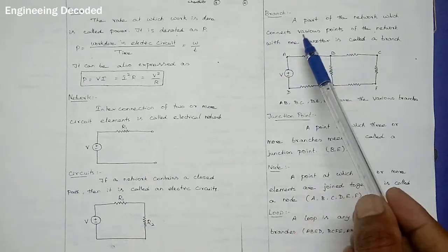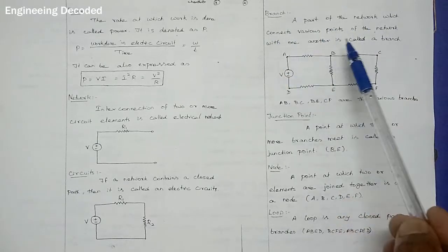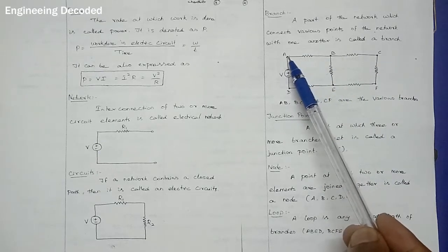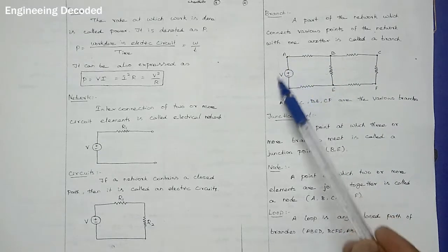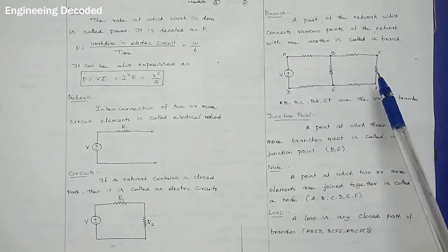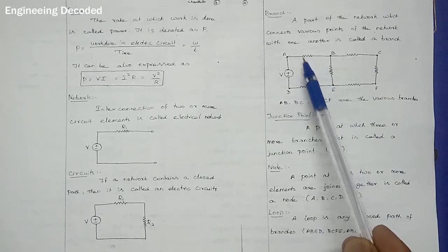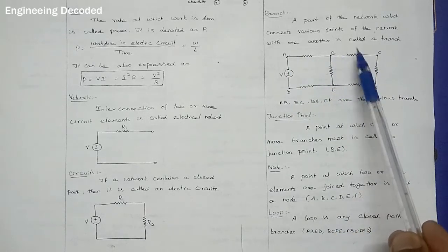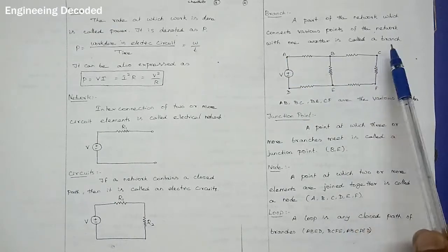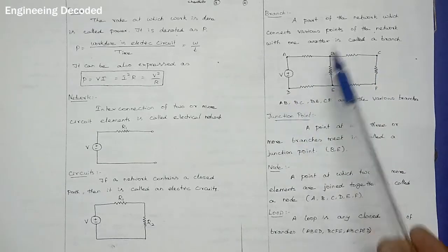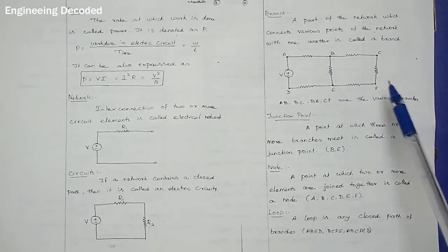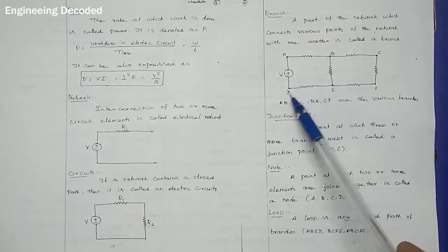Then branch. A part of a network which connects various points of the network with one another is called a branch. So we can see here you have a voltage source, resistor, all these things. This resistor is connecting points A and B. This resistor is connecting points B and C. So we will call this a branch, this a branch, this a branch. So AB, BC, BE, CF, EF, DE.